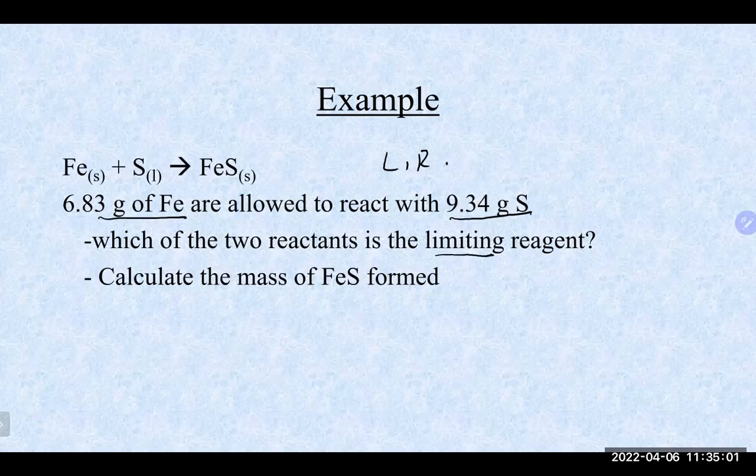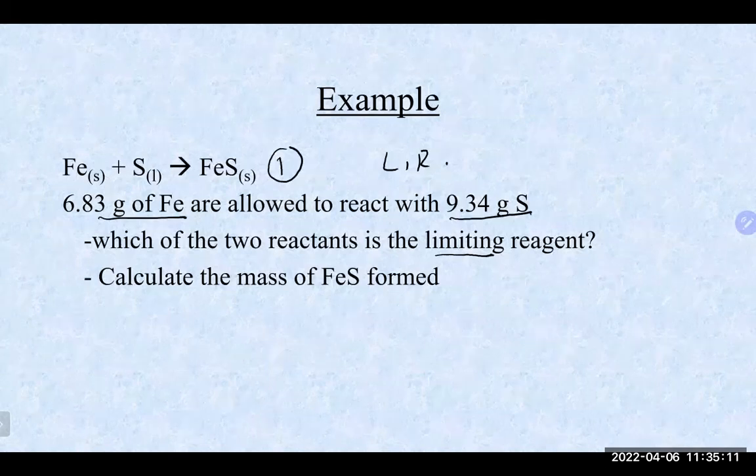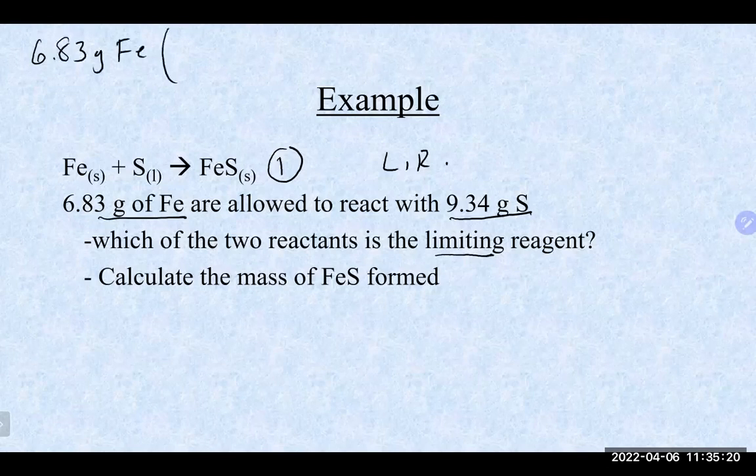So again, we're just going to really follow the same steps as we did previously. We are going to balance the equation, which looks like it is here in this particular case. We then want to convert what they gave us into moles. So we'll start with the iron, which is 6.83 grams of iron. Going to the periodic table, there should be 55.85, I think still. 55.85.